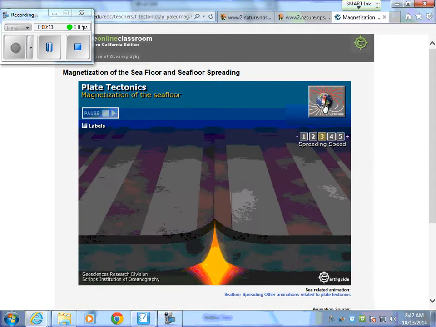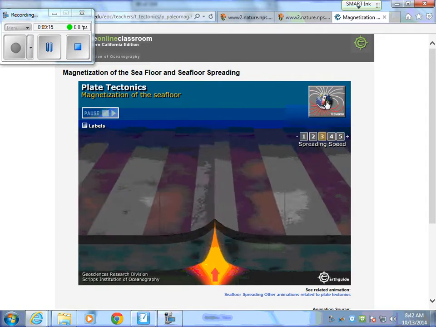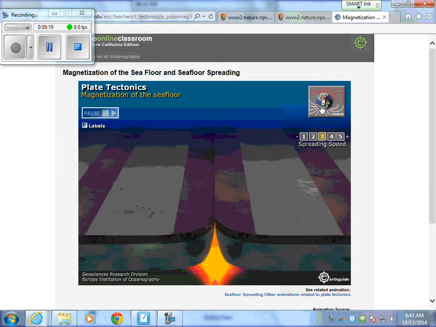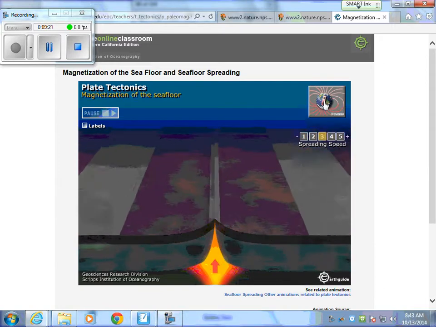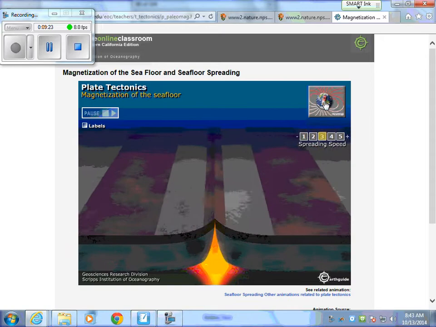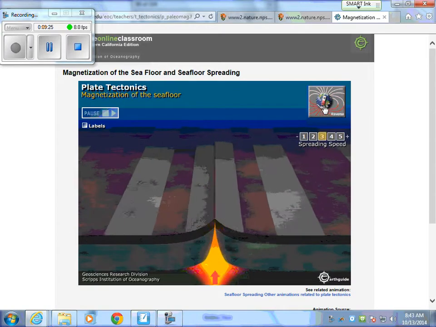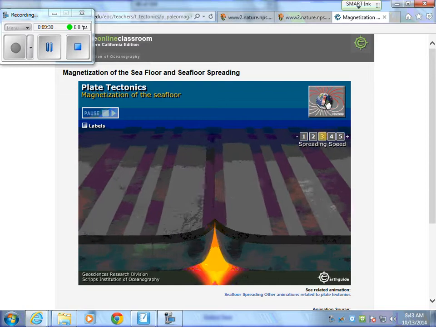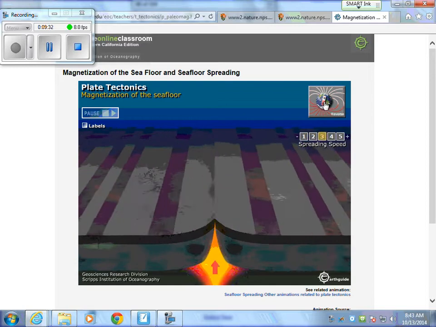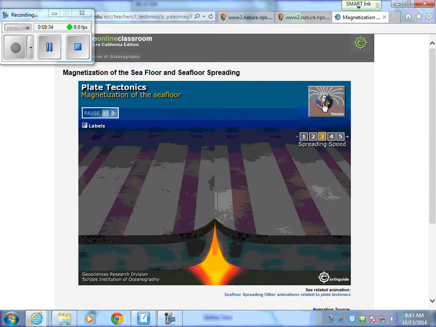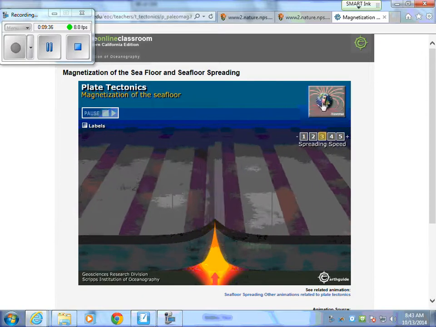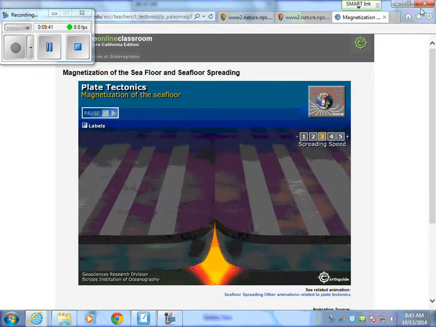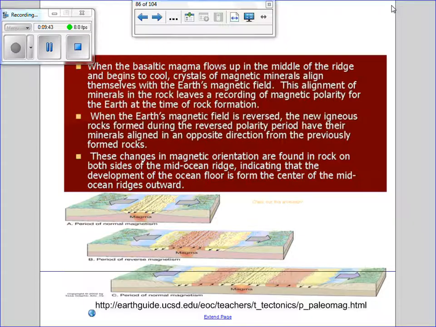Well, in this animation, instead of being yellow and red, it's gray and a deep brownish purplish color. Right, but you can see as I keep hitting flip, you see the same exact pattern on either side of the ridge, pushing out to the right and to the left. So because it's the same exact pattern, it suggests seafloor spreading at the center. And that is the end of objective number 12.